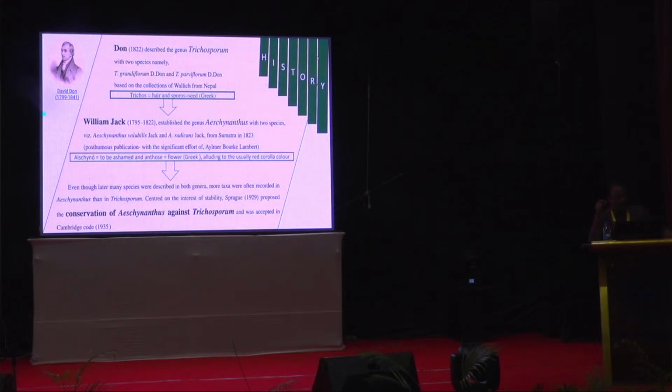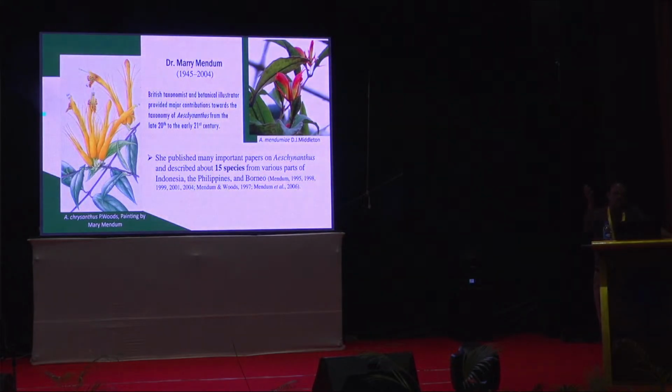As per the rule of priority, Trichosporum has priority over the other, but over the years more species were described under Aeschynanthus than Trichosporum, and ultimately, based on the proposal from Sprague in 1929, it was accepted as a conserved name in 1935. Beautiful illustrations of this group can be seen in many publications, especially by Mary Mendum. There are contributions by Bentham and Clarke, who made classifications of this group, but Mary Mendum made the extensive survey.